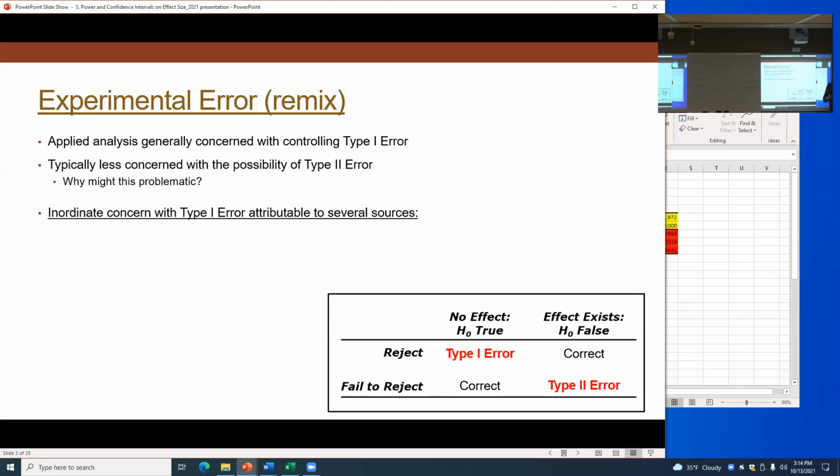What do you think, Katie? Type 1, which one do we make more often? Okay, so there we go.